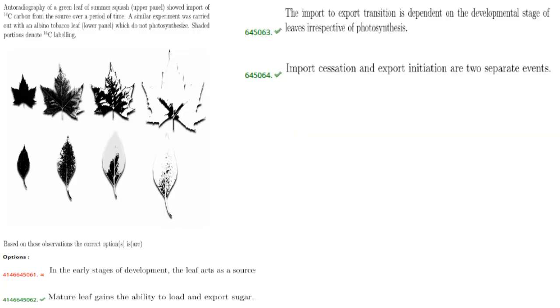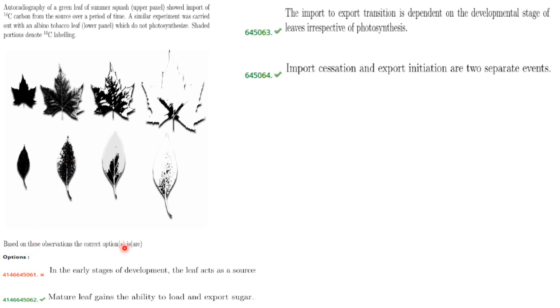Then next one. Autoradiography of a green leaf of summer squash, that is this upper panel. This panel showed import of C14 carbon from the source over a period of time. A similar experiment was carried out with an albino tobacco leaf, that is this. Albino means it doesn't have chloroplast, so it will not photosynthesize. Shaded portions denote C14 labeling.